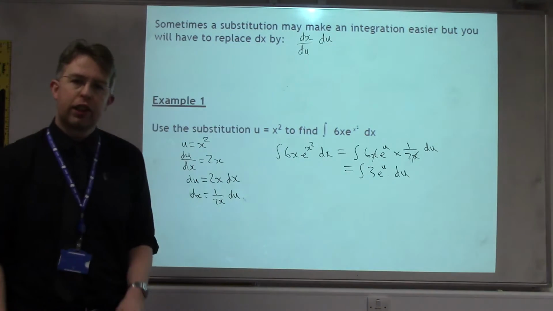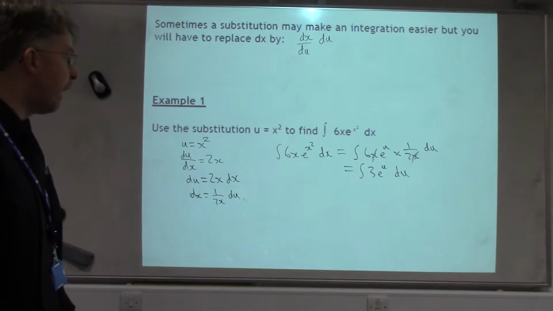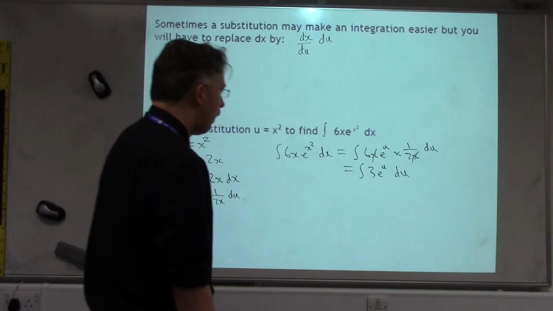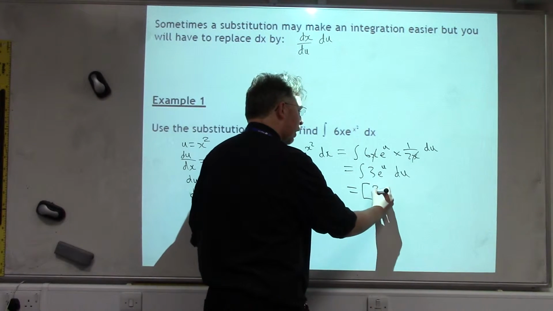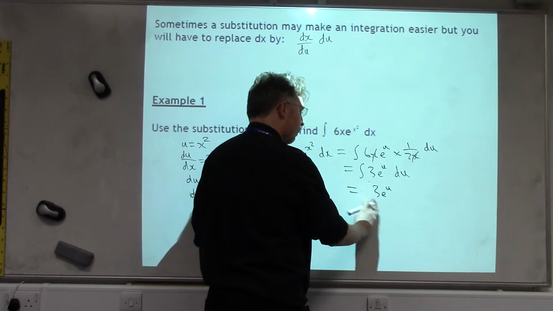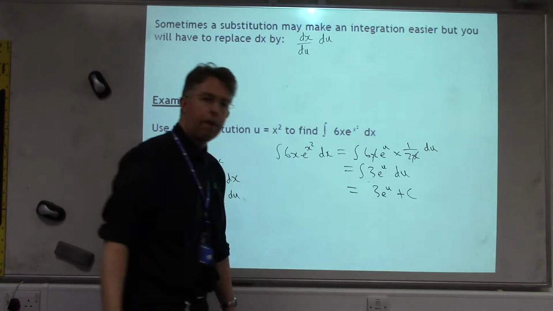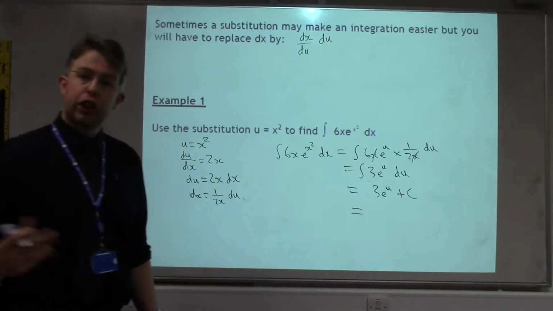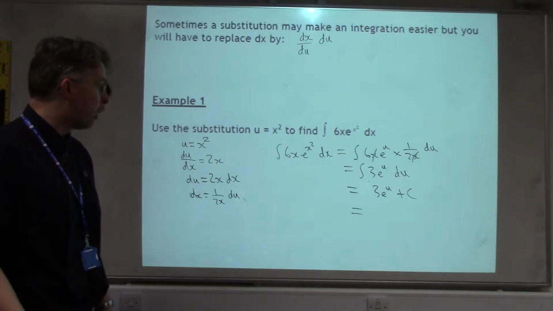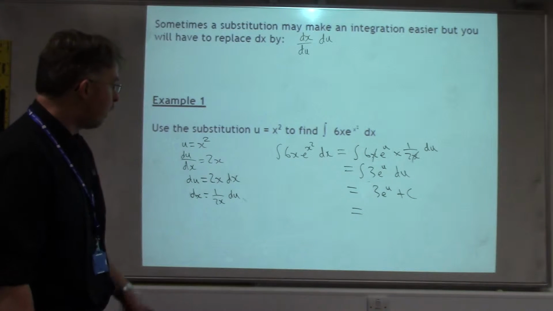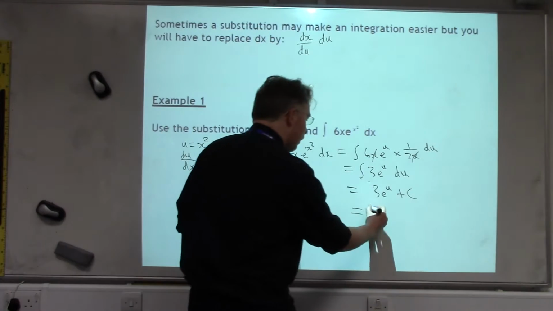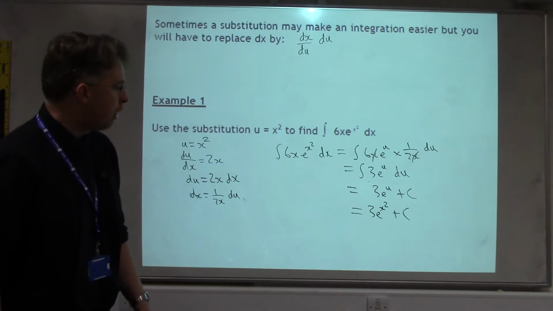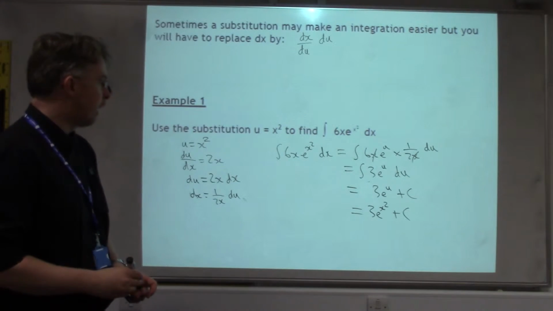So the substitution turns into the integral of 3e to the u du, which is an easier integral to do than the original integral. Now 3e to the u integrates to itself. So we get 3e to the u plus c. And to finish it off, the substitution is a trick. What we want is a solution that's in terms of the original variable x. So replace the u with x squared again. So in this case, the integral integrates to 3e to the x squared plus c.